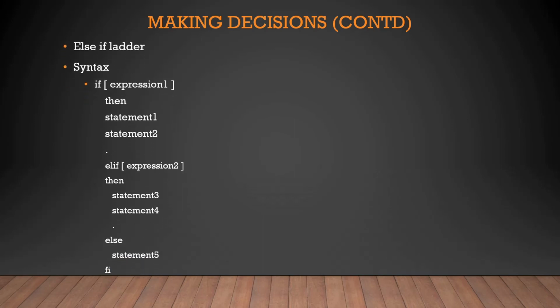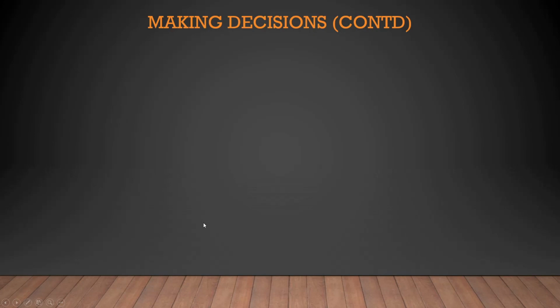The third one is the else if ladder. Now understand this and pay attention carefully. If there is an expression and this condition gets fulfilled, then it executes statement 1 and statement 2 and it gets over. That's all. But if this condition is not fulfilled, then it moves to elif, which is also known as else if. It runs an expression, then you execute this statement, and the control goes out of this block. If the if condition and the else if condition are not fulfilled, then you go to else and then finish with fi. So that's how an else if ladder works.